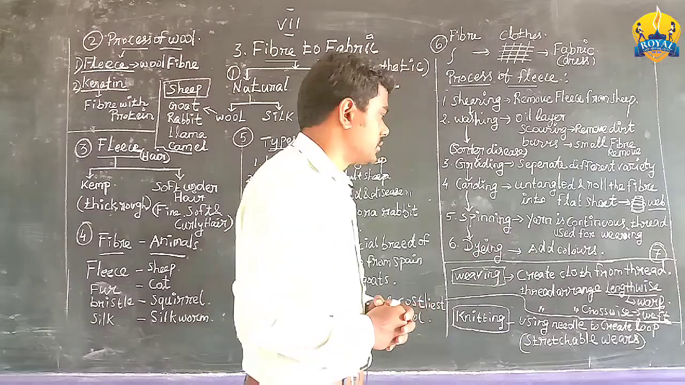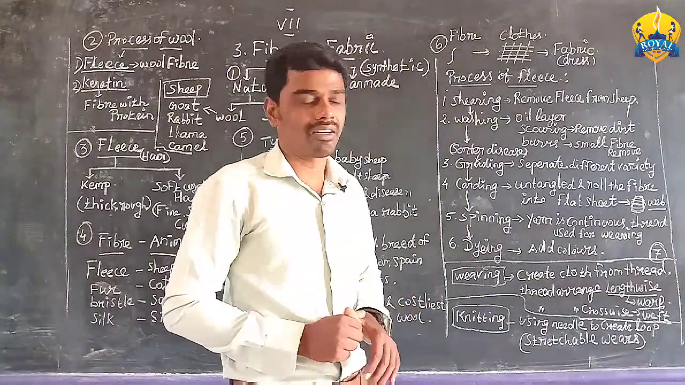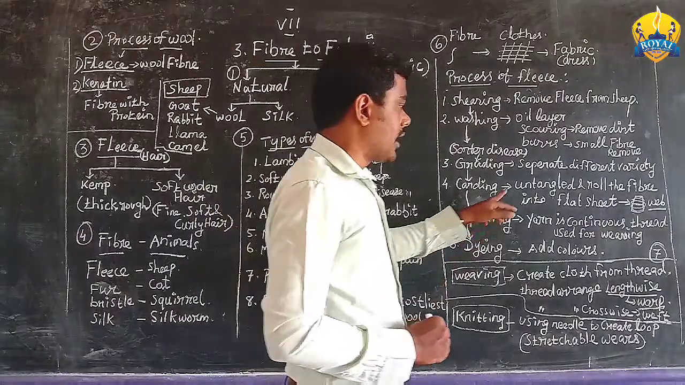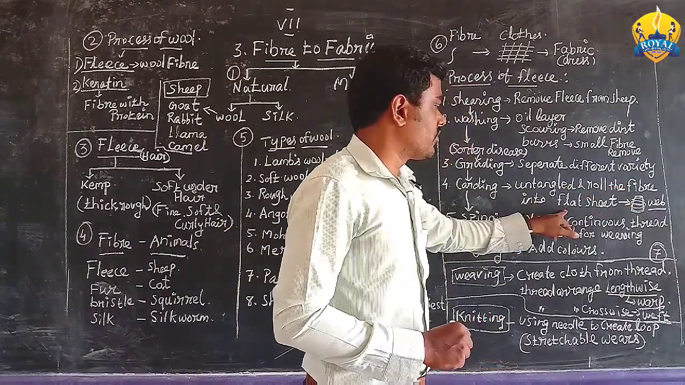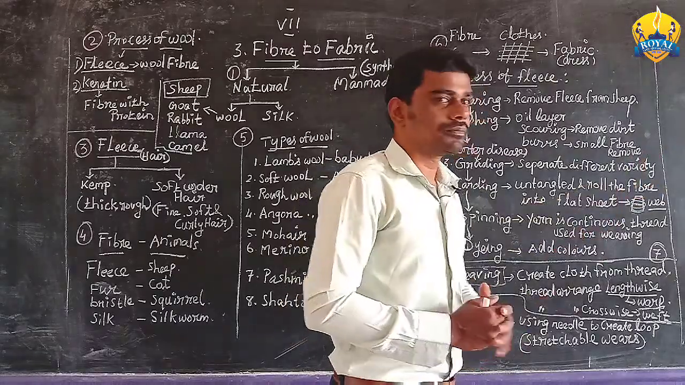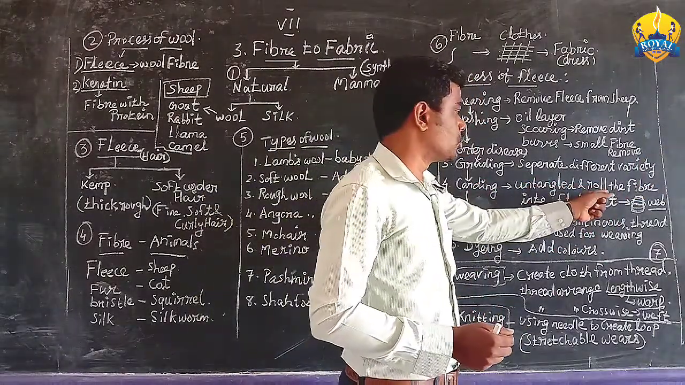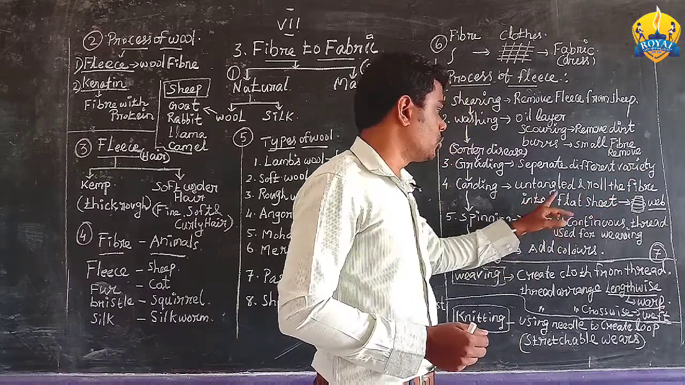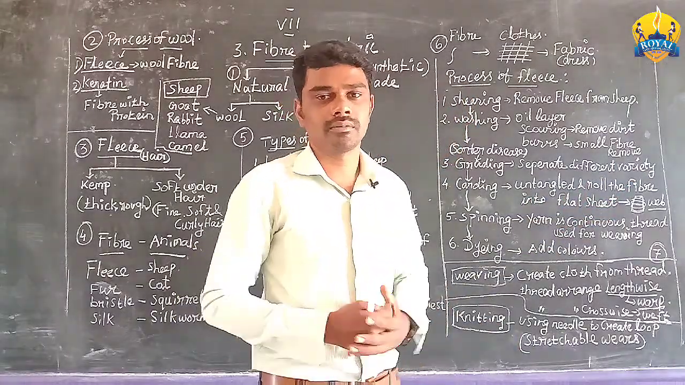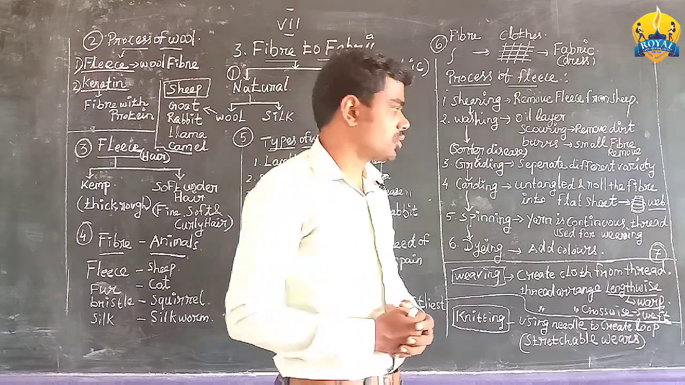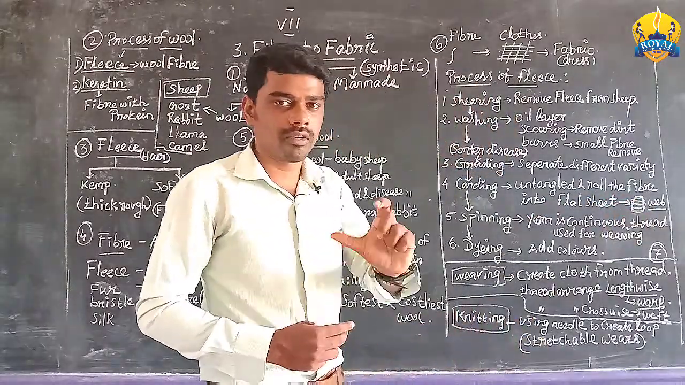Then next, carding. What is carding? Untangling the fiber and rolling it into a flat sheet is called a web. We roll the fiber into a flat sheet, which is known as the web, like this. This is known as the web.